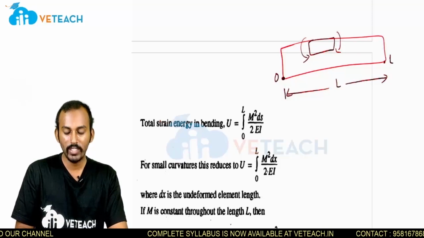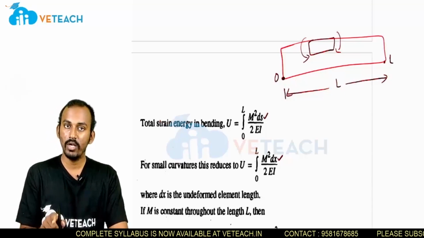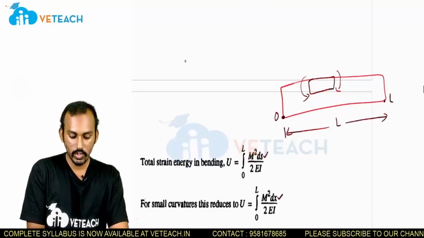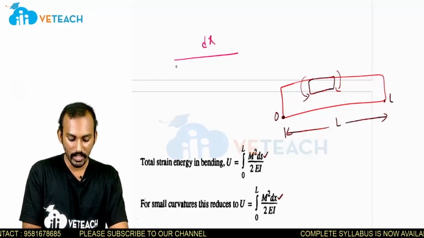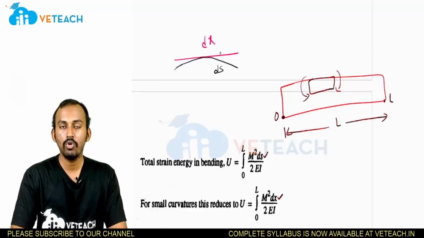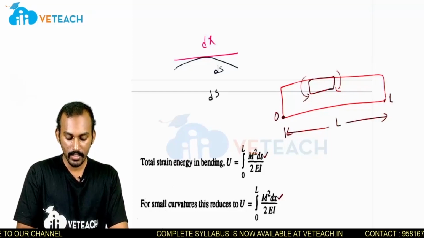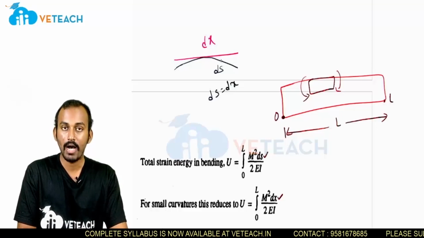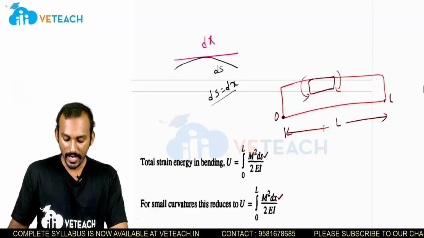Again, M square by 2EI is a constant. But here, one more point: ds and dx. ds is the curved length, but dx is a straight length. For small deformations, initially it is the straight length dx, and after the application of load it has been converted like this; this is the ds value. The straight length and curved length are approximately the same, not exactly but approximately. That is why I am taking ds equal to dx and substituting it here.